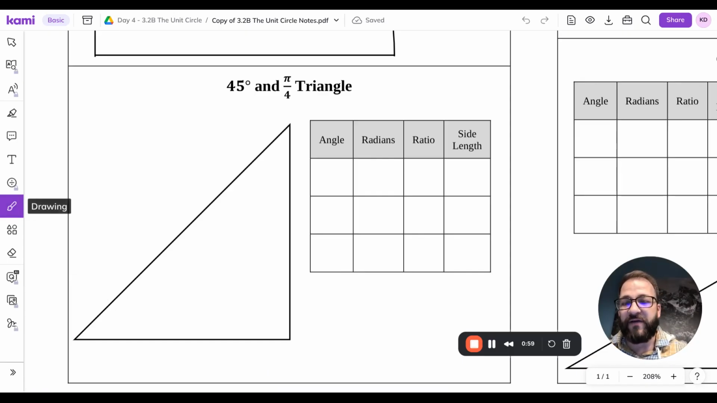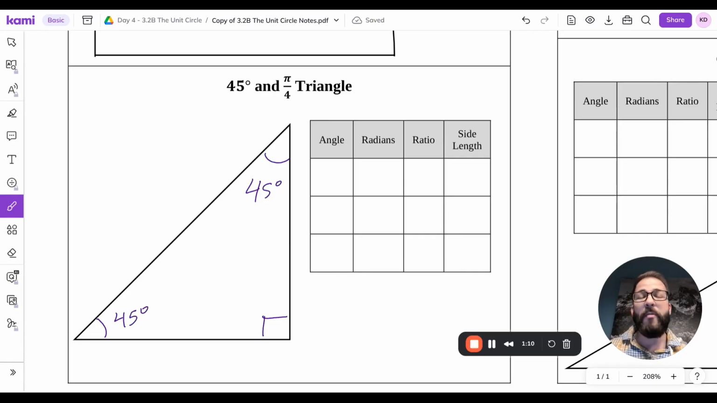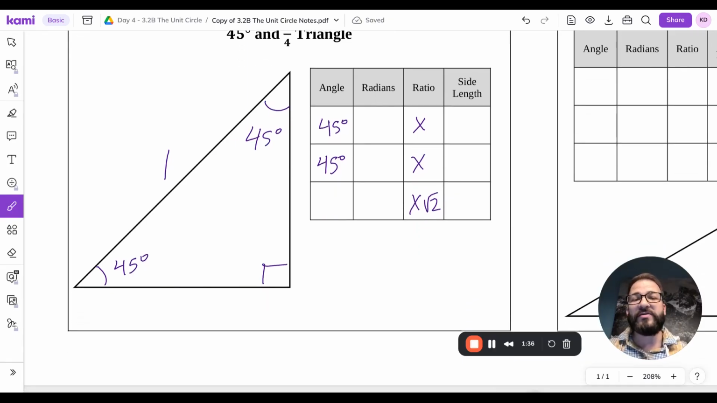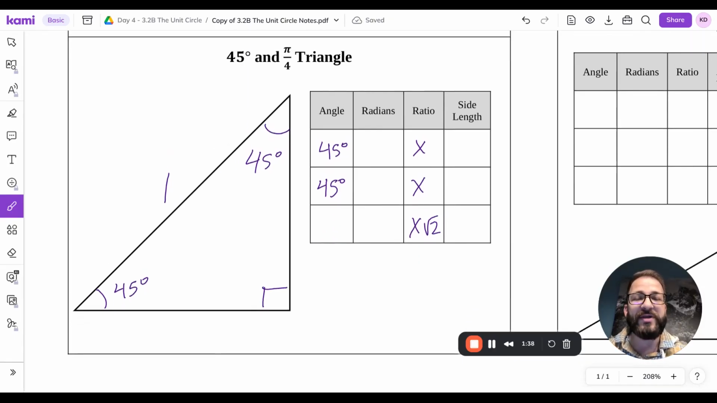And the first one we're going to look at is our 45-degree or pi over 4 right triangle, which is one of our special right triangles, the 45, 45, 90-degree right triangle. What we know about this triangle is that if its 45-degree sides, or its legs, are equal to a value of x, then the hypotenuse is always equal to x times the square root of 2. And for the sake of our experiment, we're going to state that the hypotenuse is 1.